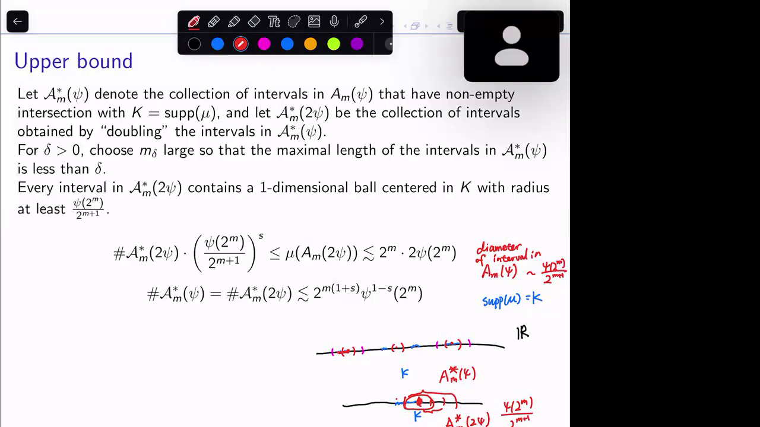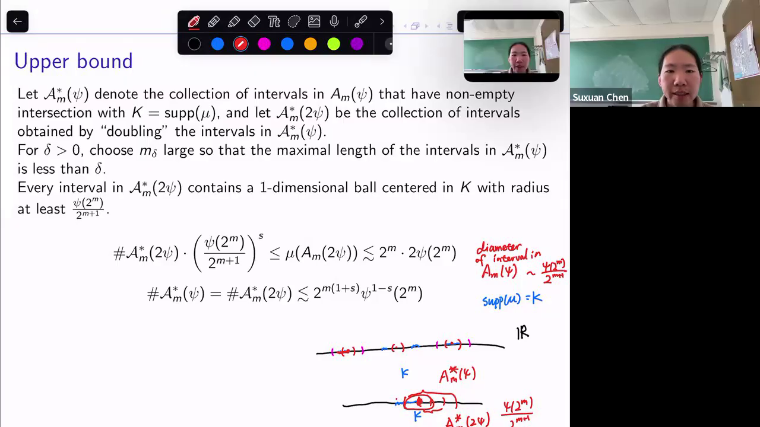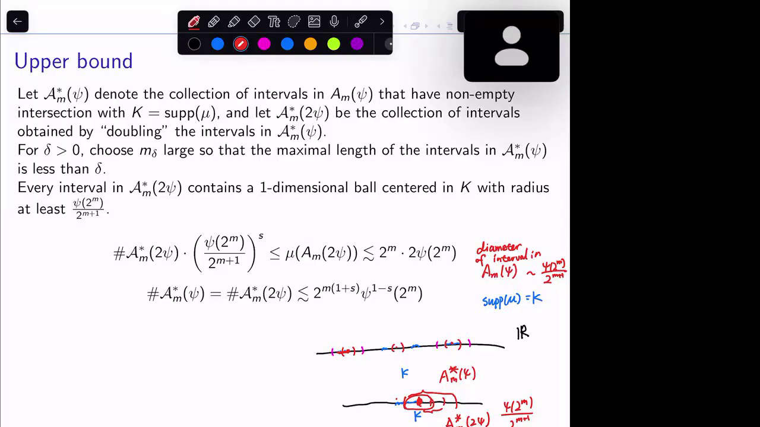So there was also an error estimate, right, for this measure of AM psi? Oh, maybe your question is about the measure estimate of AM2 psi. So there was an error of some exponential decay.